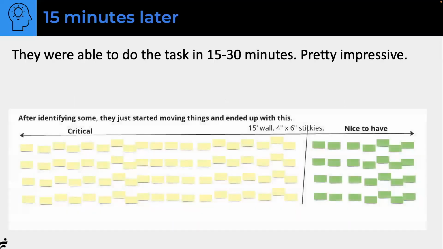And they were, I can't remember if it was 15 or 30 minutes, but let me tell you, that was impressive. They just went up to the wall, about 5 or 6 people rotating around, moving things left and right. And they did this, and they were about right. It was about 2/3 on the left, or 70%, whatever. And I said, okay, this is good.